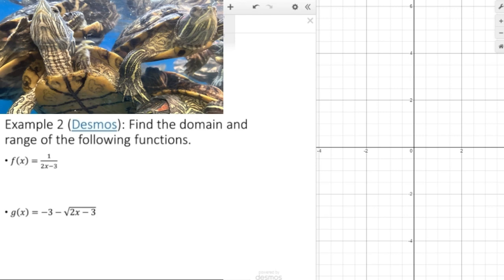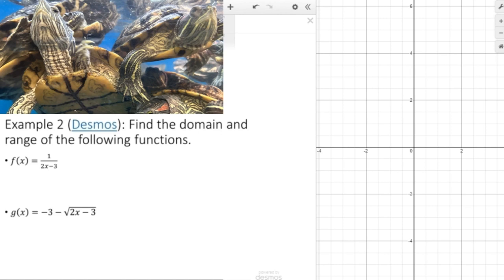Now, it's fairly easy to find the domain of a function based off of its equation. It's based off of what we are allowed to do or not allowed to do with the operations we see. If I take a look at f of x, that equals 1 over 2x minus 3, the operations I see that I would have to perform are multiplication and then subtraction.